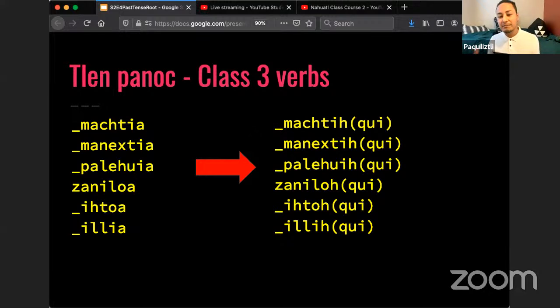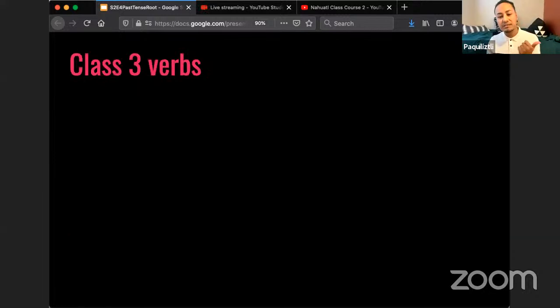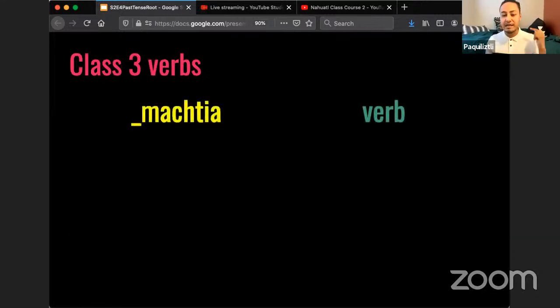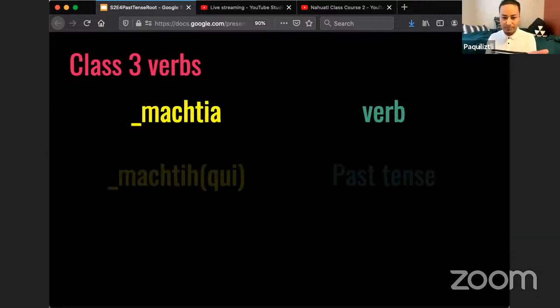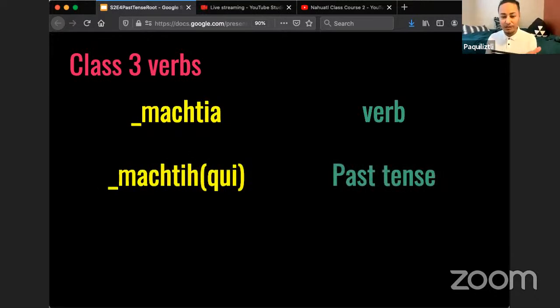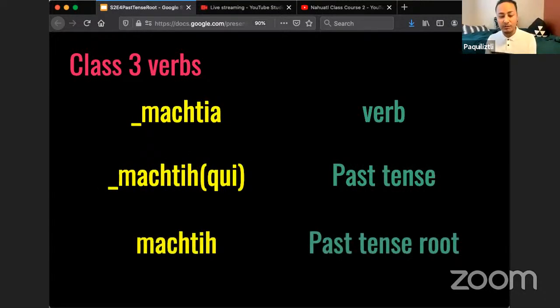So momachtia becomes machtia becomes machtihki or machti, maneshtia, maneshtihki, etc. So basically, what you really need to focus on for the class 3 verbs is that when you put them in the past tense, drop the A, add the ki if you want to, or the ke if it's plural. But the past tense root is going to be the machti with the H attached to it. So the H is included as part of the past tense root.